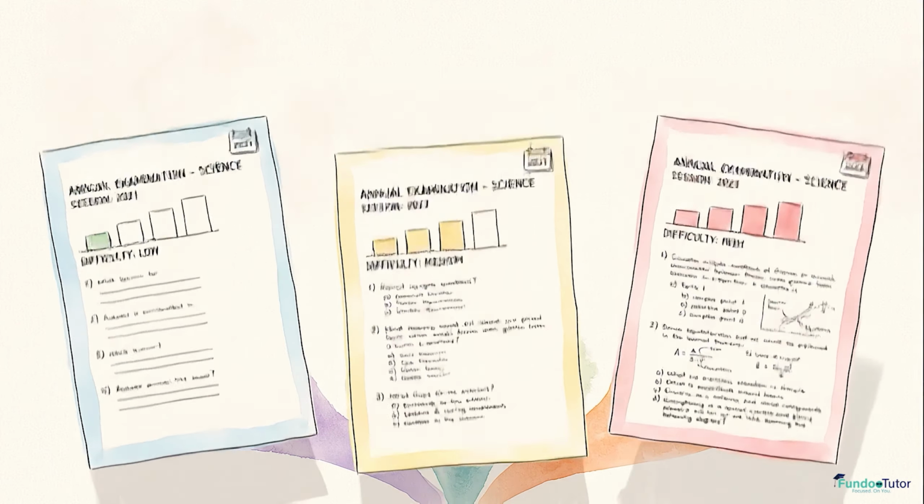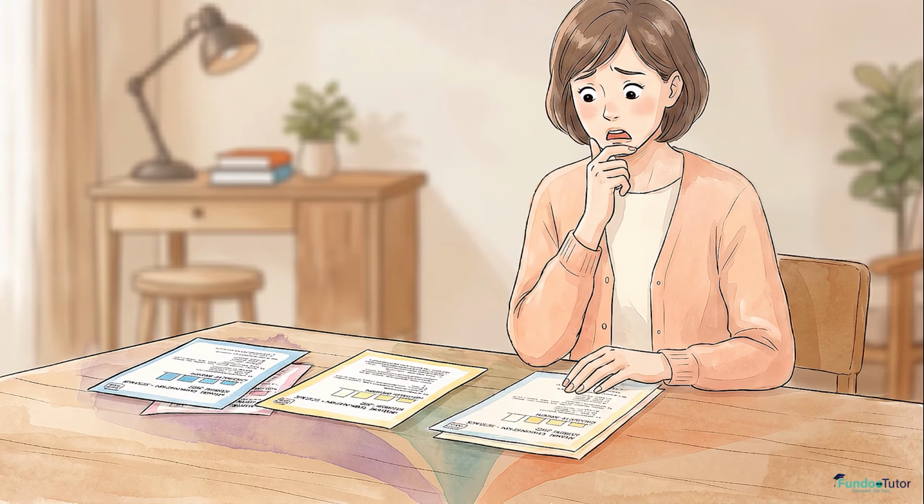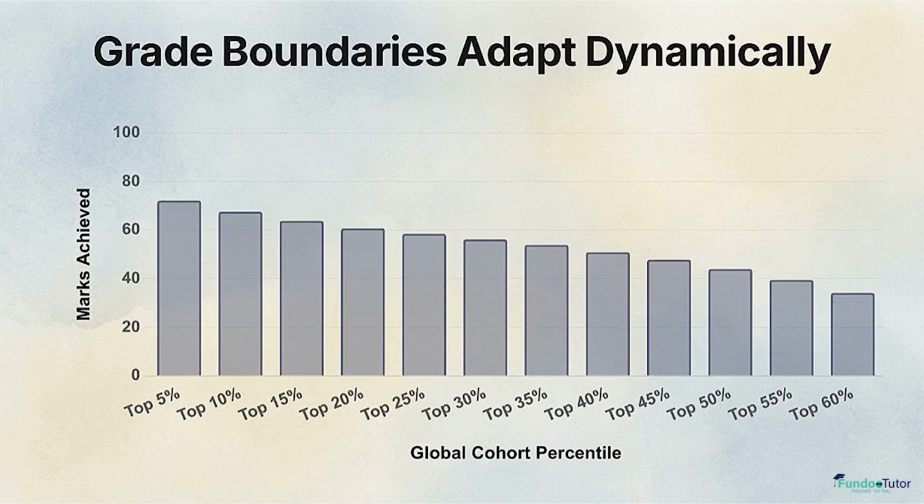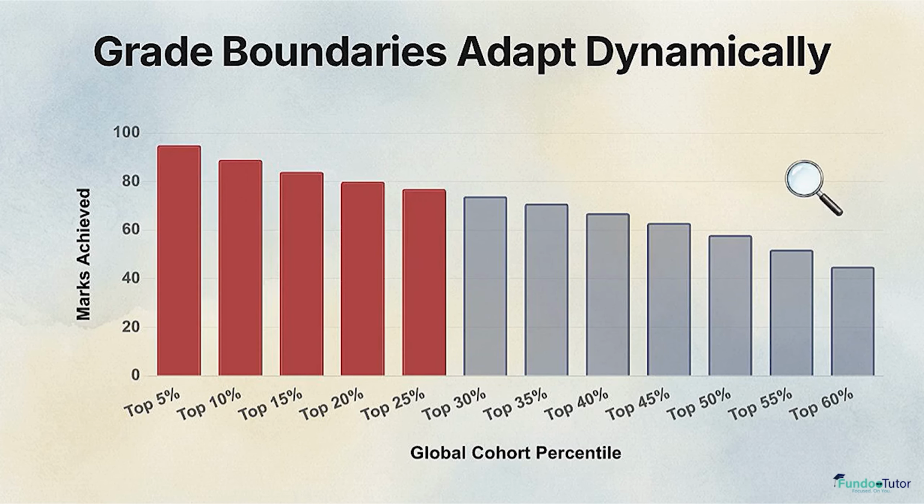One variable that often concerns parents is the difficulty of the exams themselves, which can fluctuate from year to year. The IB manages this through shifting grade boundaries. The marks needed to earn a 7 are determined after each session based on actual global student performance. This adaptive boundary ensures the final grade reflects a student's cohort standing, accounting for specific exam difficulty.